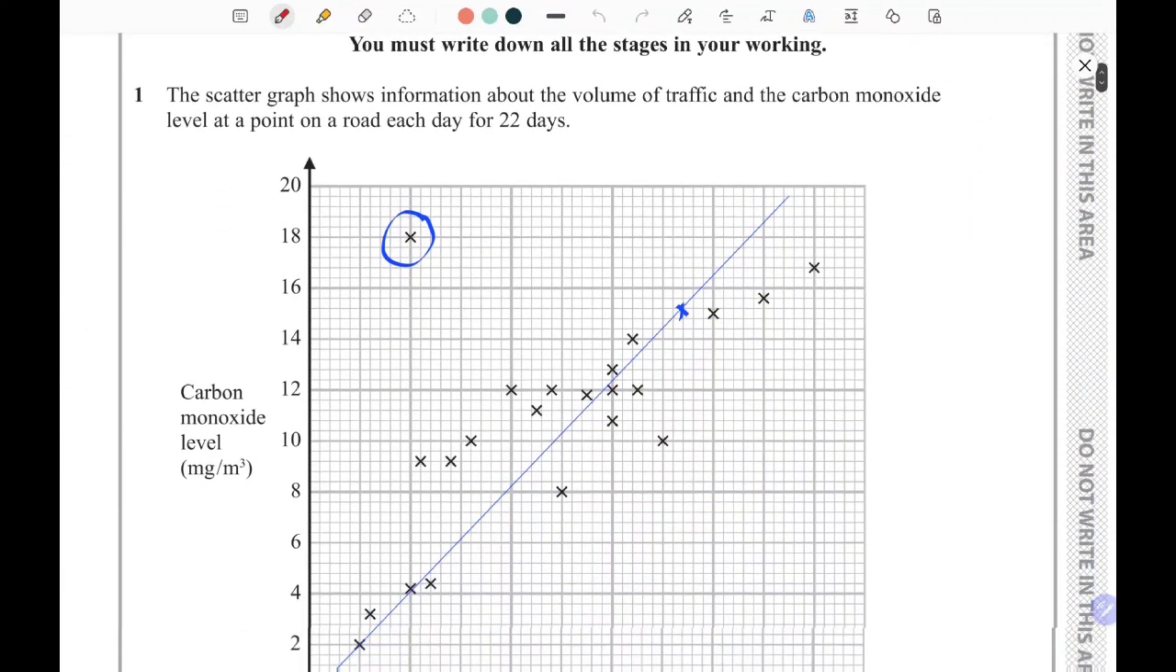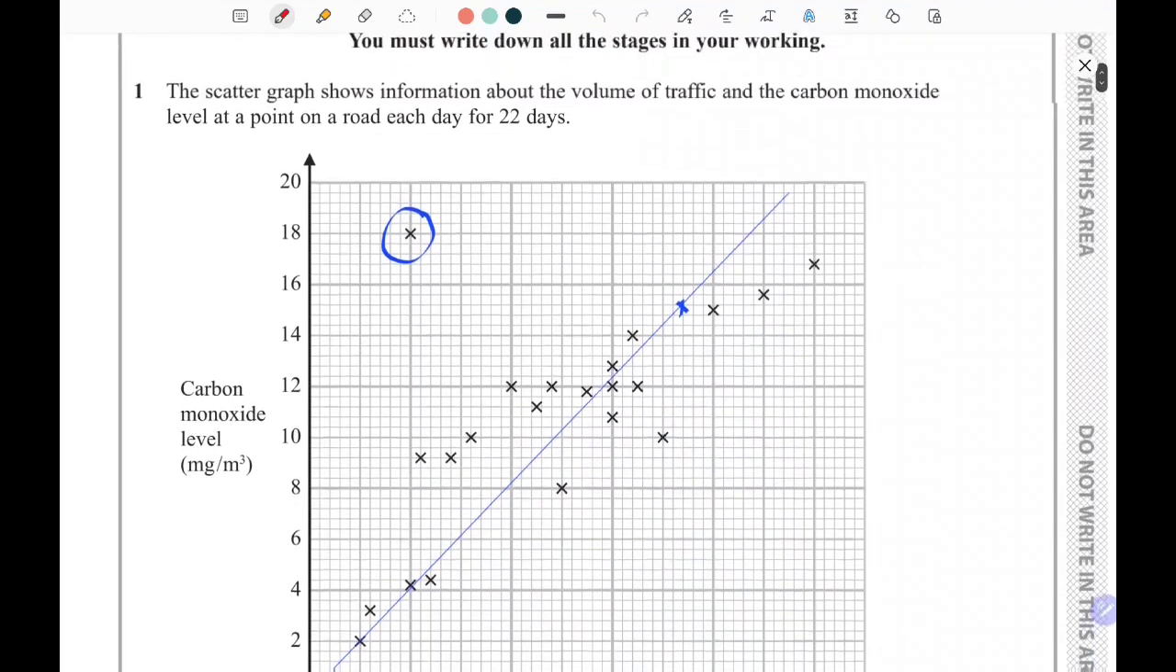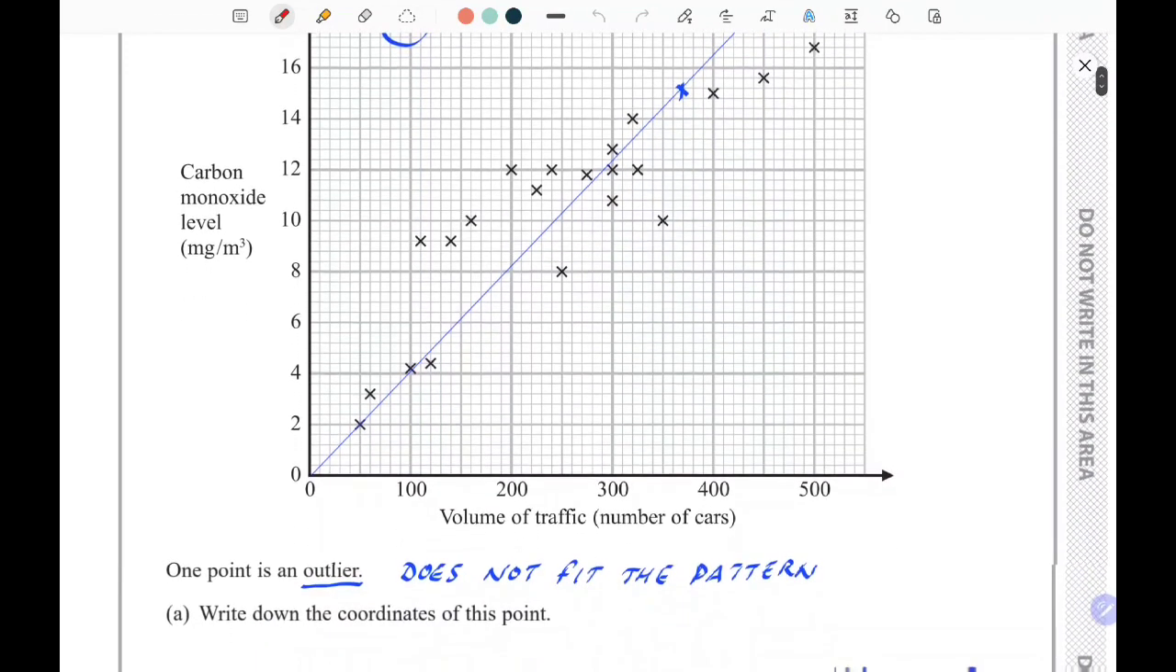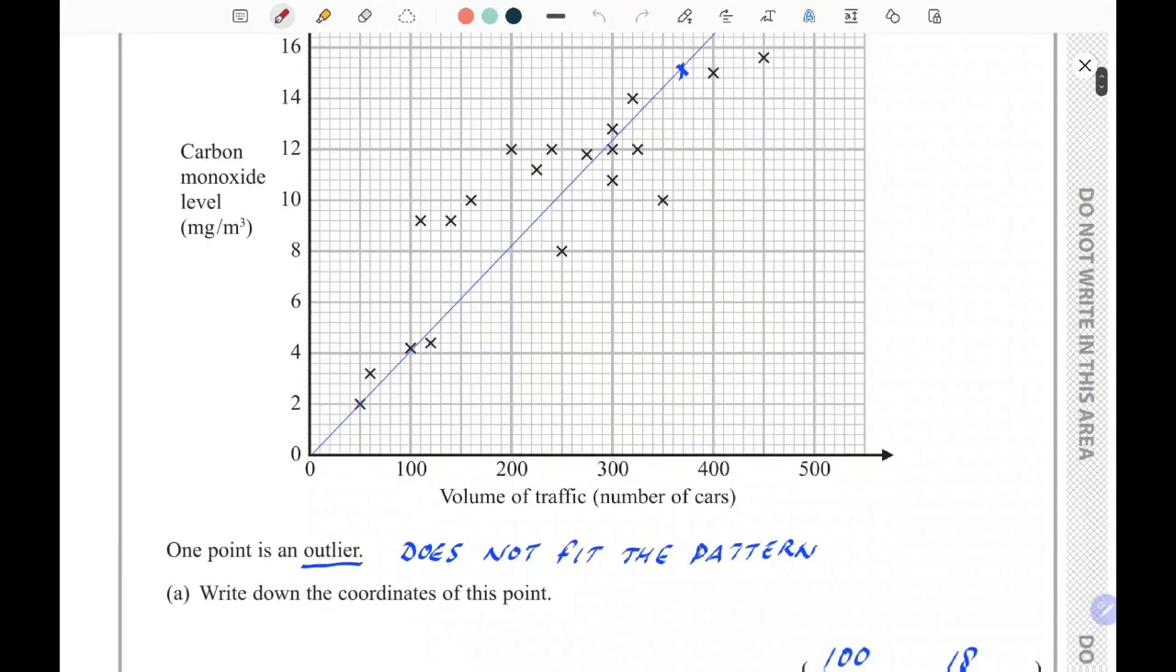Alright, what we have is a scatter graph, and the information itself is not so important. Volume of traffic and carbon monoxide level. Okay, so the first thing they're asking you to do with all these points is to find an outlier. What an outlier is, basically, it does not fit the pattern of the rest of the points. So it's sort of like an anomaly.